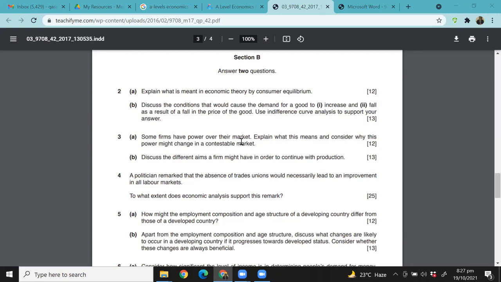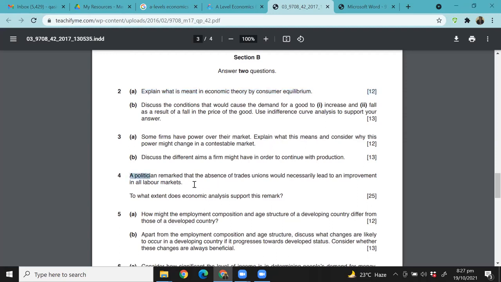Okay, now let's read through the essay questions, and then we can discuss. We can see which of these we need to attempt. Explain what is meant in economic theory by consumer equilibrium, right? Question 4. Okay, great. That was quick.